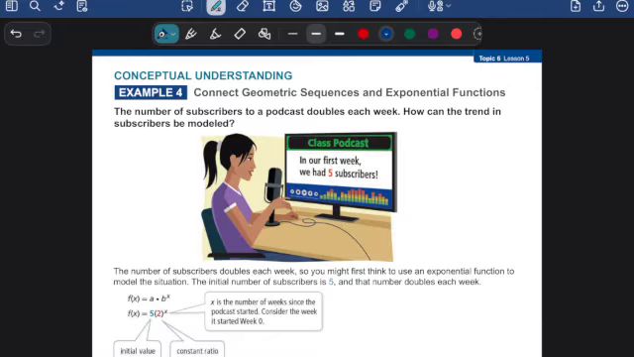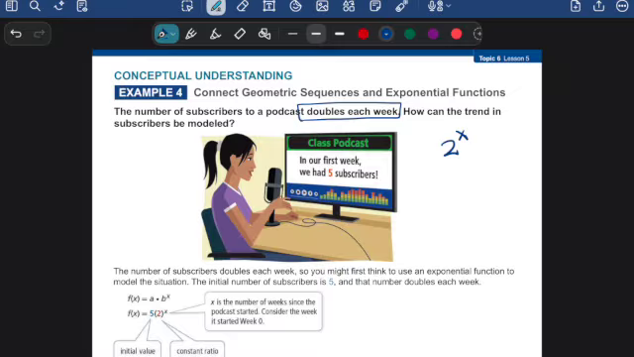Example 4. Now we're going to connect and see the relationship between exponential functions and geometric sequences. We saw how similar the formulas were. We saw how our input, or our term number, is going to be in the exponent, just like an exponential function. So here's our situation. We have a podcast, and in the first week they had 5 subscribers. It says the number of subscribers doubles each week. So if we're doubling over and over again, we know we are doing 2 to the x, right? We have an exponential function.